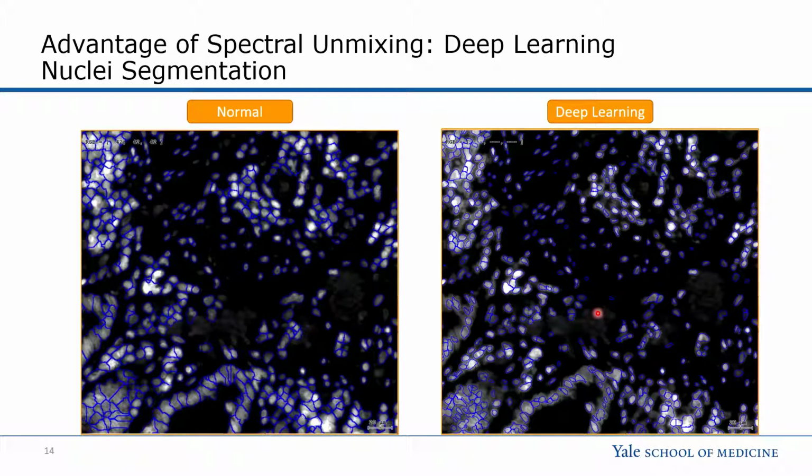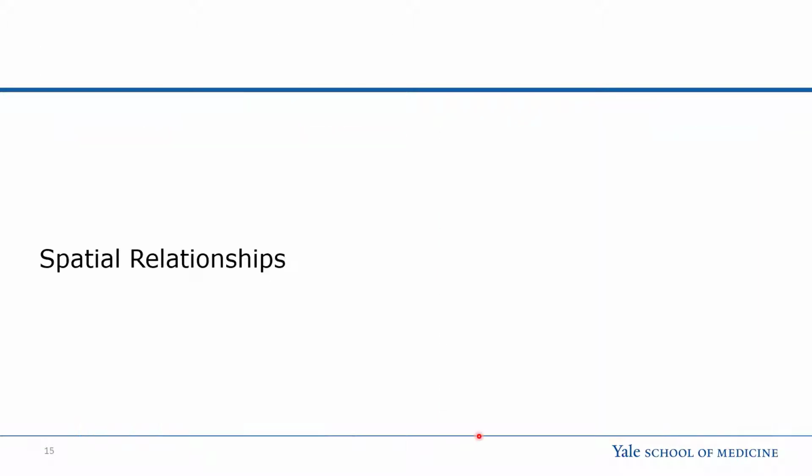And this is where I get to the next step, which is the deep learning nuclear segmentation, which is the other advantage of being able to do the spectral unmixing. You see here in the normal segmentation, we do have these clusters that tend to form, especially when cells are very close together. When we use our deep learning tool, you can see that you get a better resolution for the nuclear segmentation, and this clustering tends to resolve quite nicely.